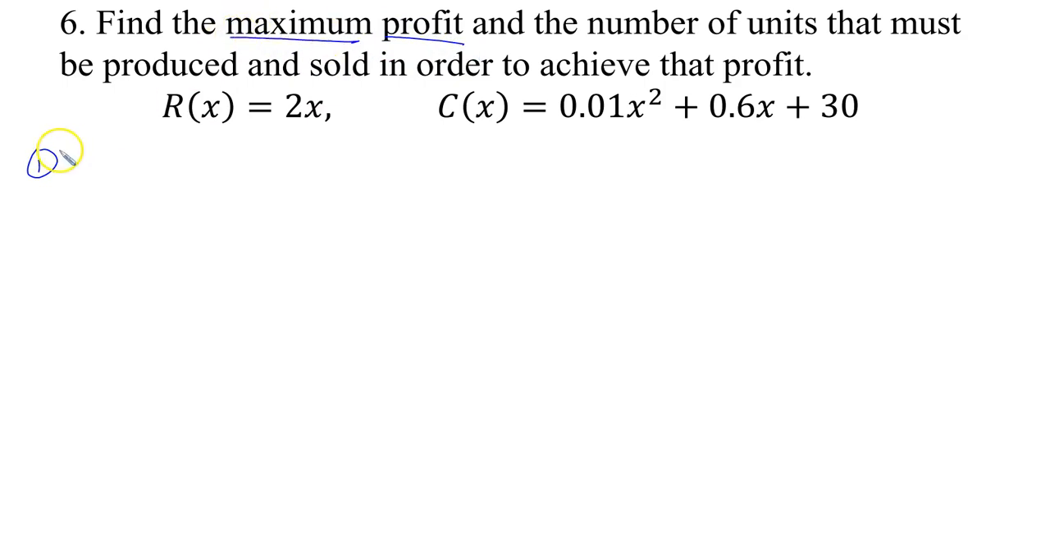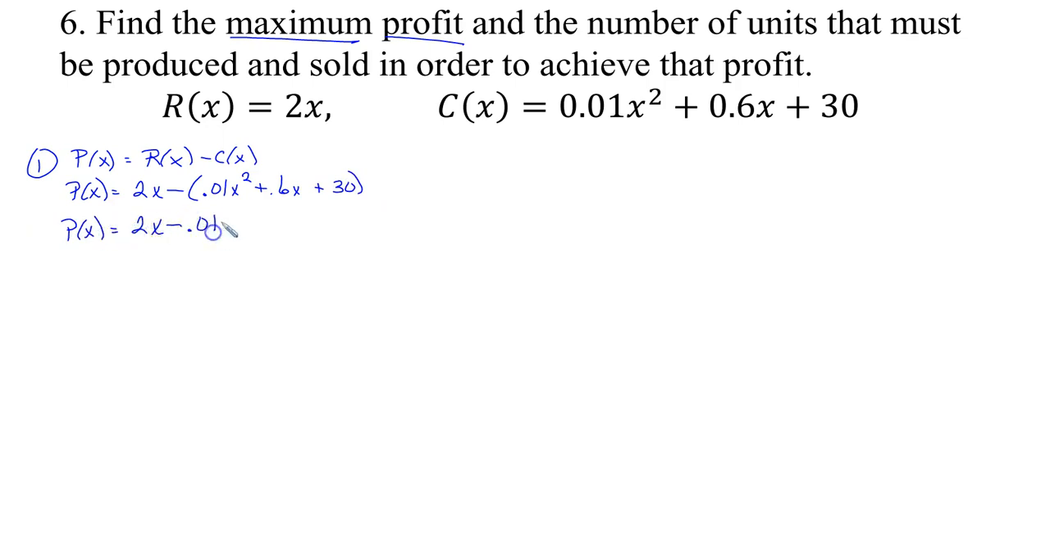That's what we're trying to maximize, so we actually need to find that profit function. So profit function again is the revenue function minus the cost function. So our profit function is going to be 2x minus, being careful here, I would just put this in parentheses. Too many mistakes are made by forgetting to distribute your negative sign. So that parentheses kind of keeps you out of trouble at least a little bit. So 2x minus 100th x squared minus 6/10 x minus 30.